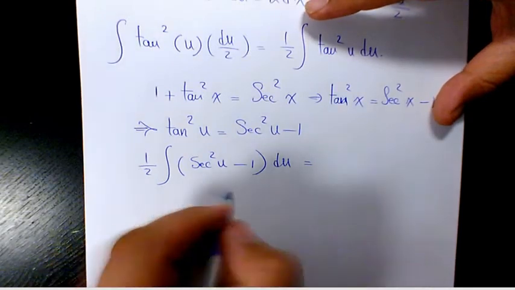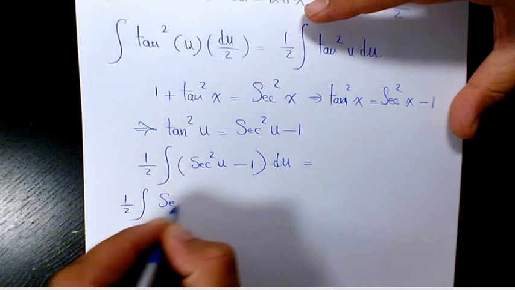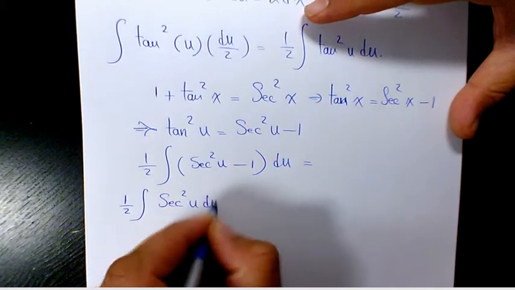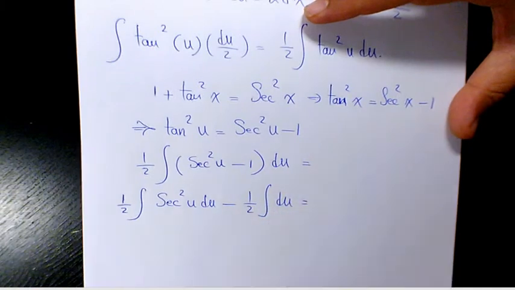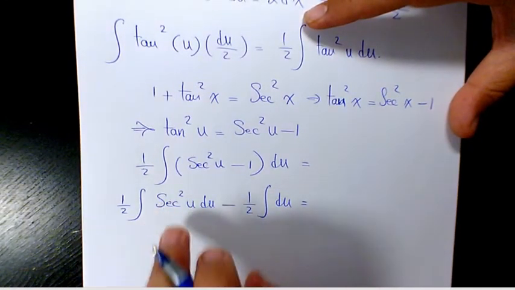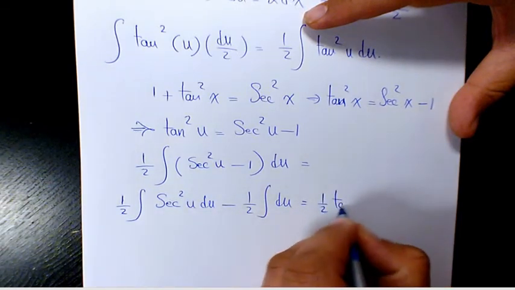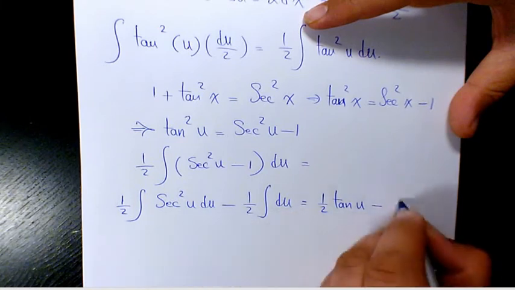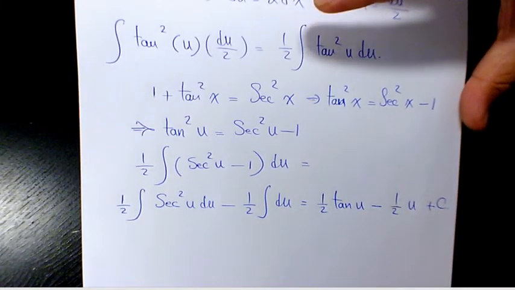Then I basically separate them: 1 over 2 secant squared u du minus 1 over 2 du. What is the antiderivative of secant squared? It is tan, so it's going to be 1 over 2 tan u minus 1 over 2 u plus a constant number.